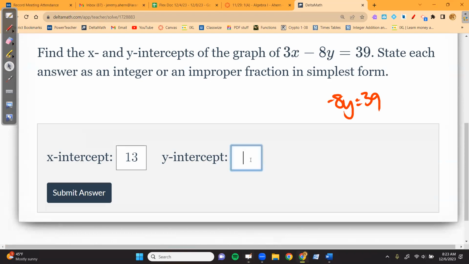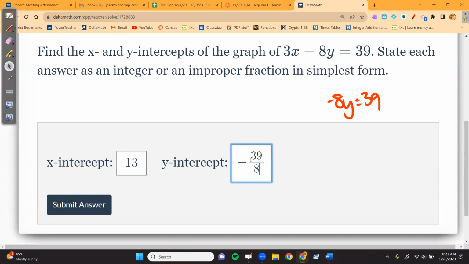Can 39 divide by 8? No. So I know it's going to be a fraction. Can 39 and 8 reduce? No. 39 and 8 have no common factors. So my y-intercept is simply negative 39 eighths.